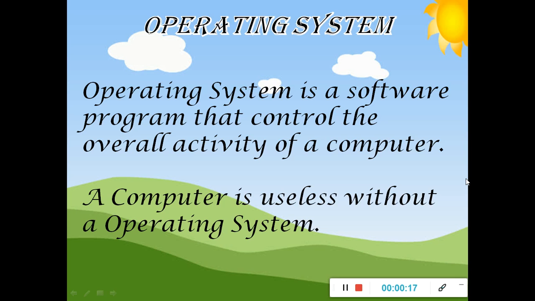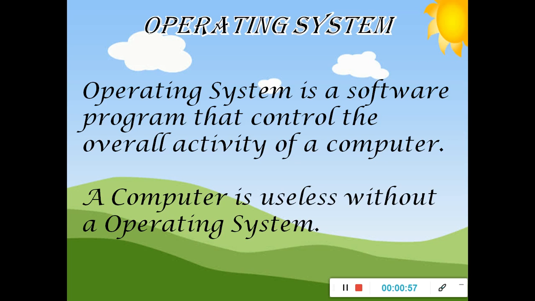What is an operating system? An operating system is a software program that controls the overall activities of a computer. That means all the work which we do on the computer is handled by the operating system. Like in our home, all the things are managed by our mother, and in school, all the things are managed by the principal. In the same way, in the computer, the operating system manages all the things.